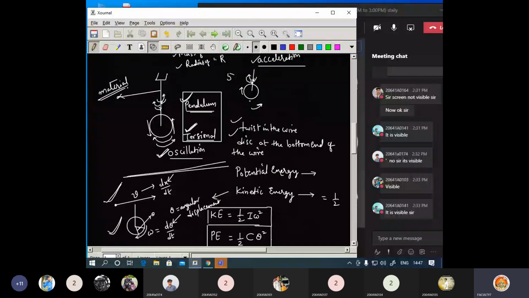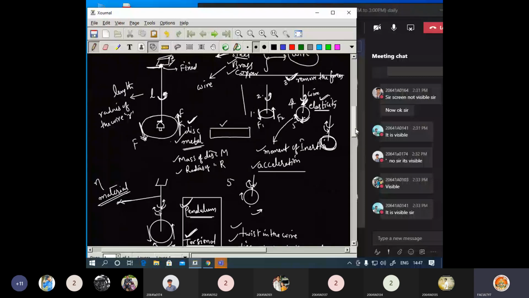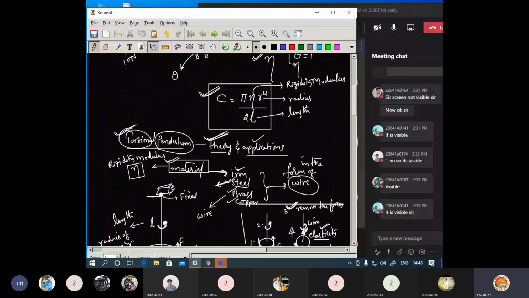Okay, now here we are going to find the rigidity modulus of this material, not this particular disc. You are considering only the support here. You are going to get the torsion and the oscillations depending on the object which was hanged. So this is the concept. I am repeating the important points. You are going to find the torsional pendulum as a topic, both the theory and applications under this topic.